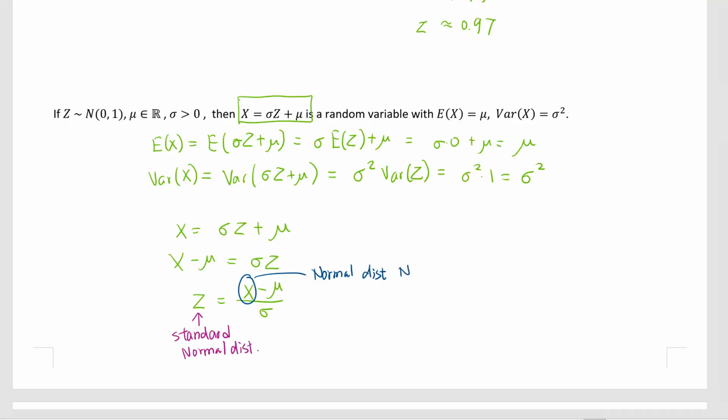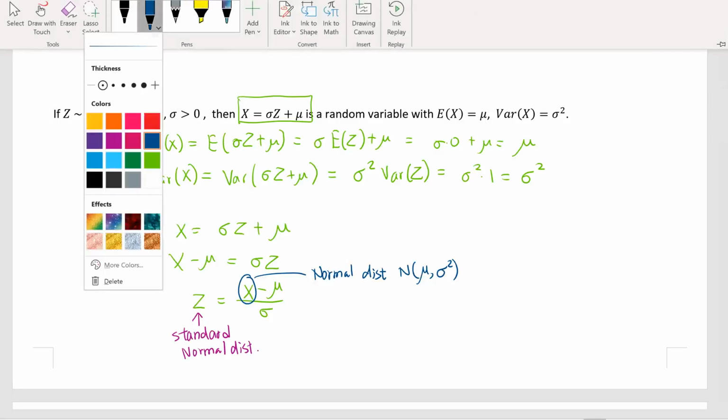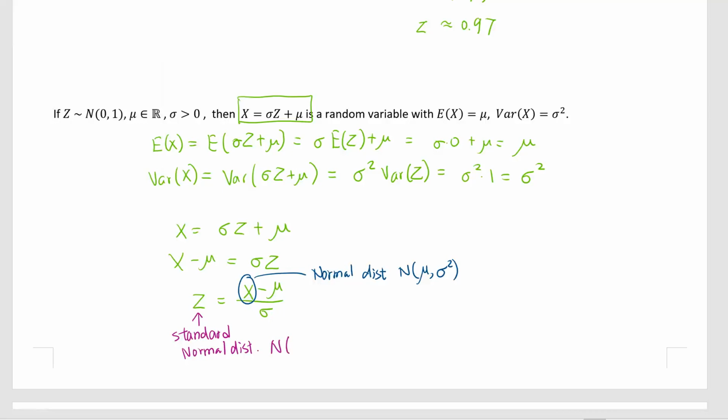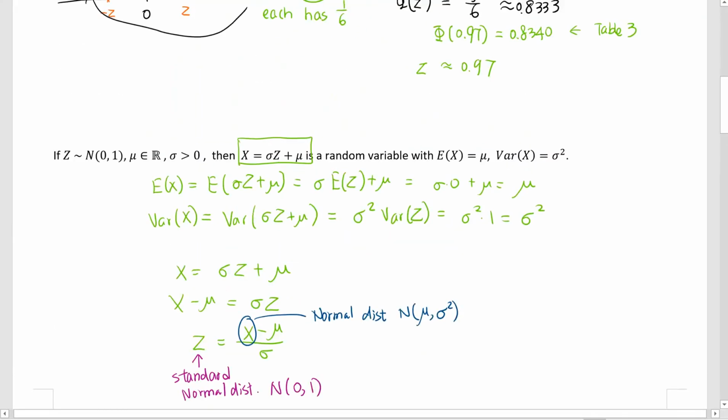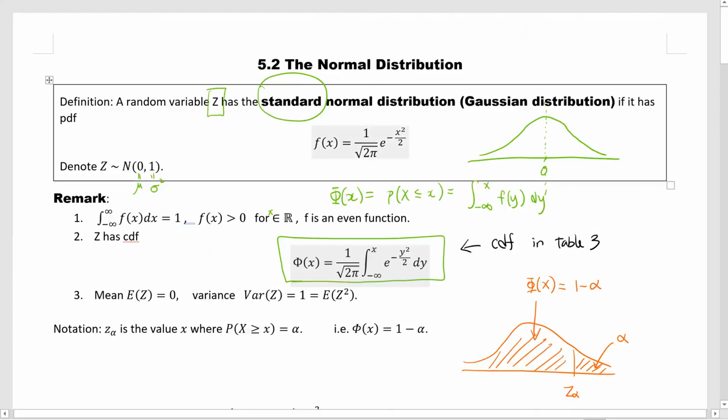Okay, and we use the notation normal distribution with mean mu and variance sigma squared, where the standard one has mean 0 and variance 1. This is the relation between the standard normal distribution and a general normal distribution. That's why we have our standard one. This is the formula for the standard one.